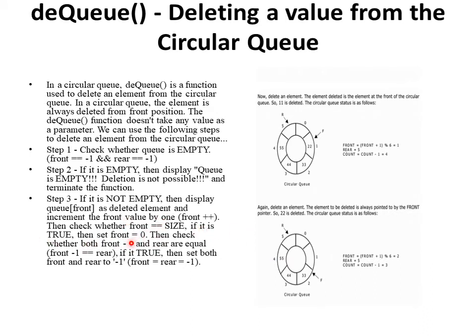That means when it reaches the maximum size, front will be assigned the value 0. Then check whether front and rear are equal, front equals rear, that means I am comparing the statements. If it is true, then set both front and rear equals to minus 1. Here you can observe.